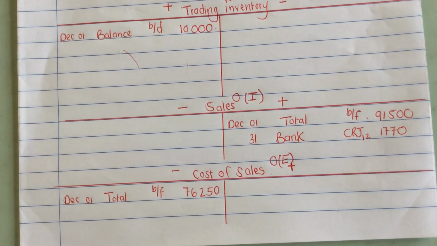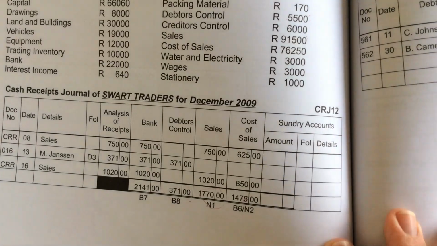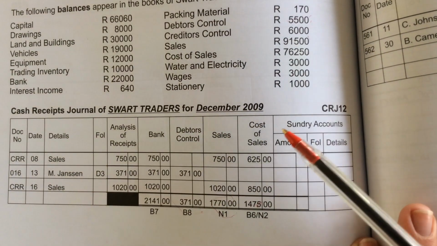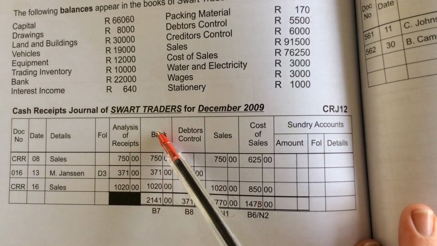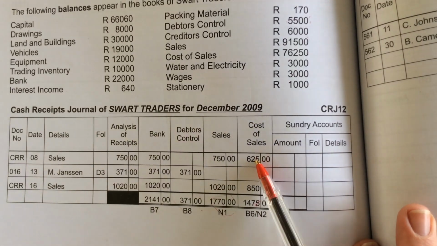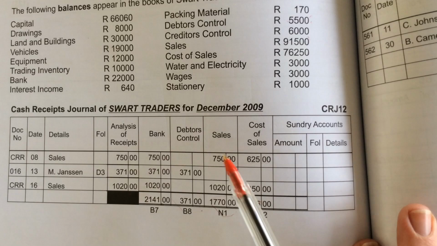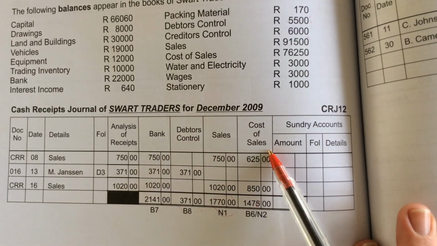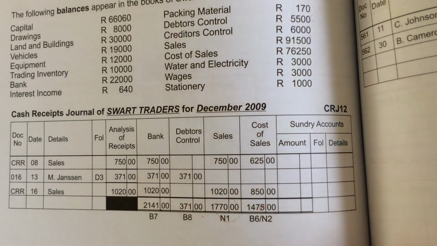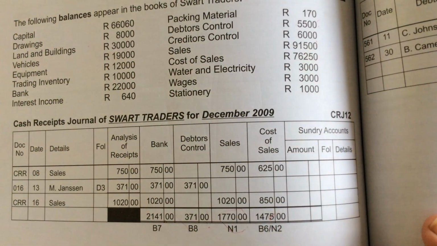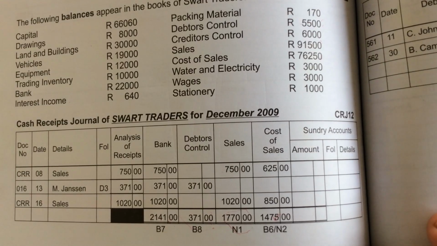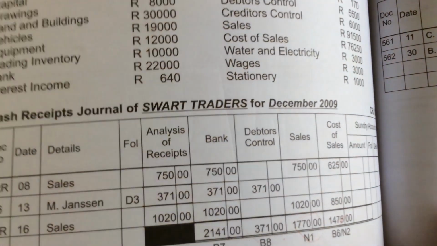The next column in your journal is cost of sales. Now, cost of sales, if you look at the rhyme, Ben swims to Cape Town, does cost of sales go with bank? Are these cost of sales amounts recorded in bank? No, but the sales amounts are. So sales goes with bank. Which account does cost of sales go with? Okay, it goes with trading inventory. So you need to remember that when you post the cost of sales column, you're going to post it to cost of sales and to trading inventory.